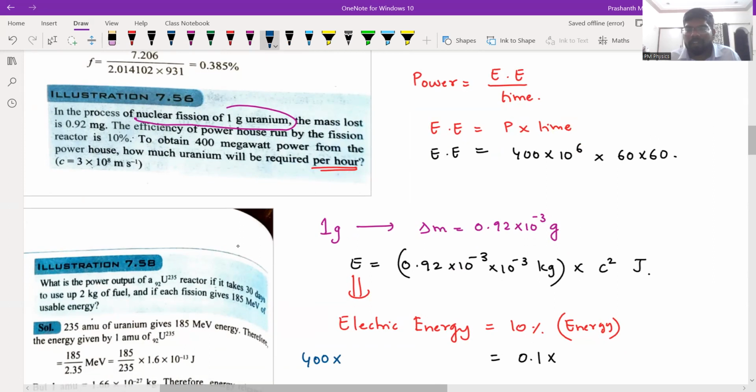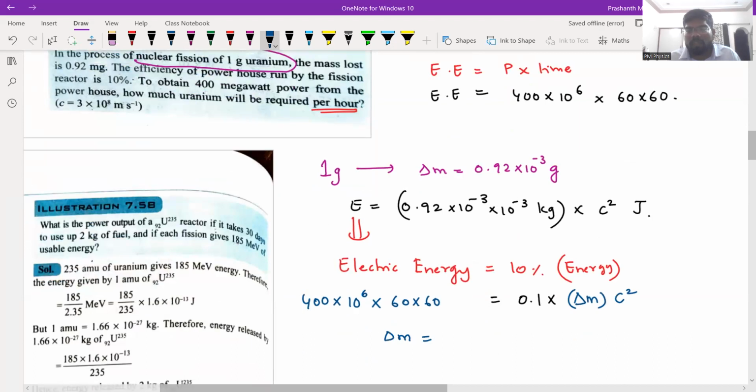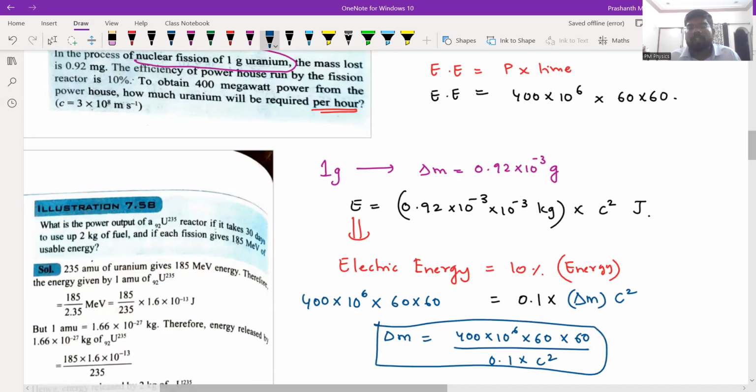So can I write in the place of electric energy required, 400 into 10 power 6 into 60 into 60? That is 0.1 times the energy that is due to the mass defect, which is delta M into C squared. So can we get the delta M value? Delta M is 400 into 10 power 6 into 60 into 60, divided by 0.1 into C squared. Leave it this way, no calculations are required until the final step. So this much mass should be lost per hour.